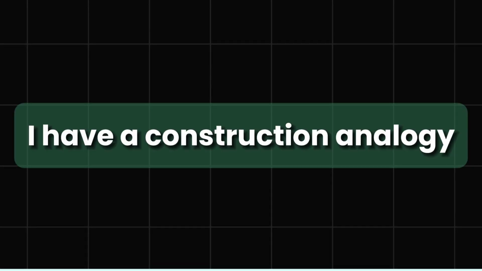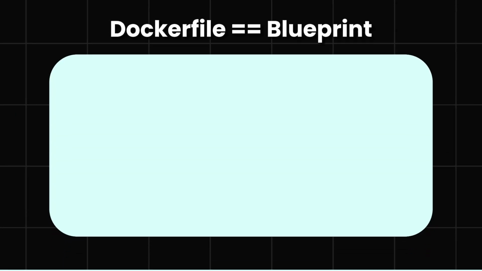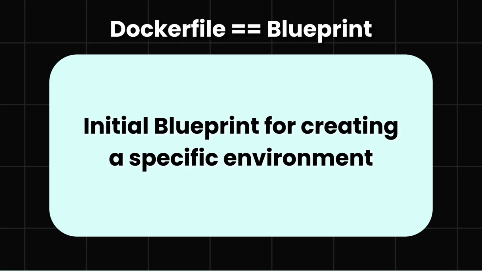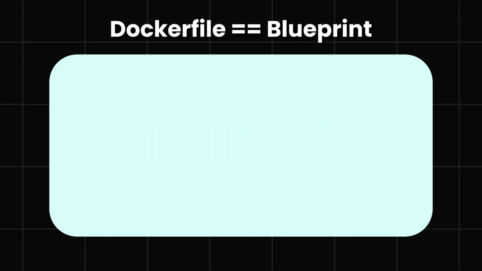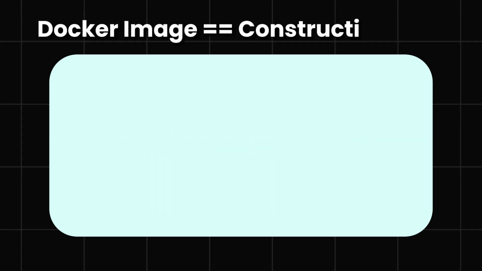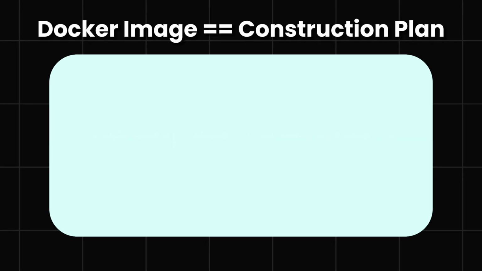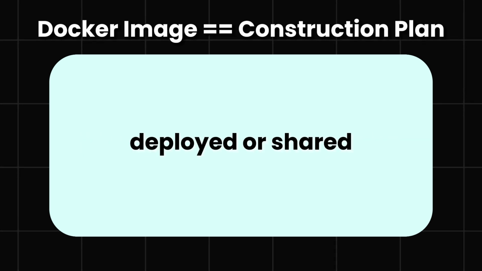I have a construction analogy for 7 important Docker tools. So the first is that a Docker file is akin to a blueprint. A Docker file is like the initial blueprint for creating a specific environment. It contains all the instructions, code, dependencies, settings that define how the environment should be set up. Then we have the Docker image, which is akin to the construction plan. The Docker image is the final construction plan derived from the Docker file. It's a snapshot that includes everything needed to run the application, ready to be deployed or shared.